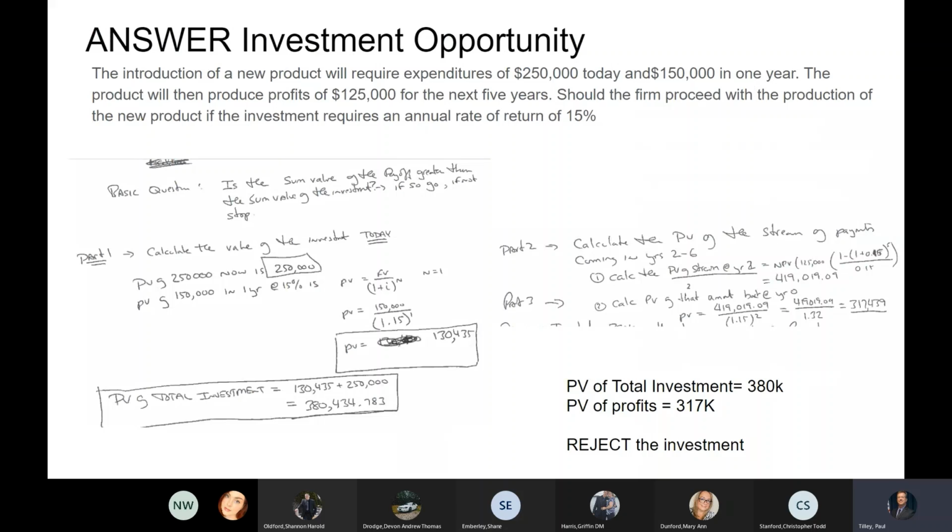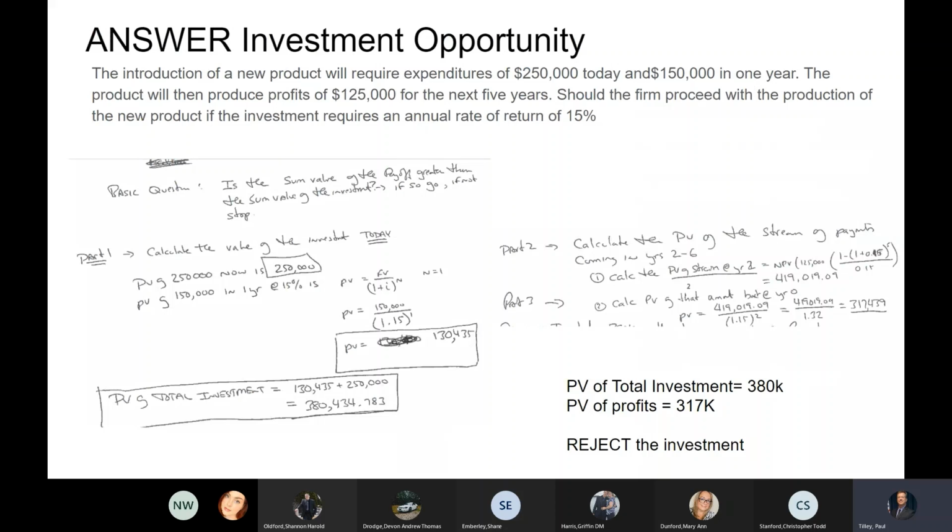We add up the $250 and the $134.35, and that comes to $384.78, which is effectively how much money we've got to put into it right now. $380,000. That's the value that we've got to put into it.